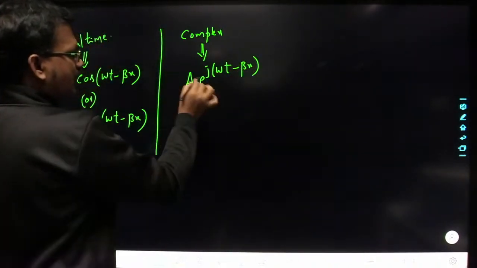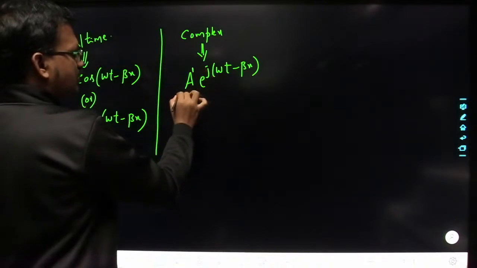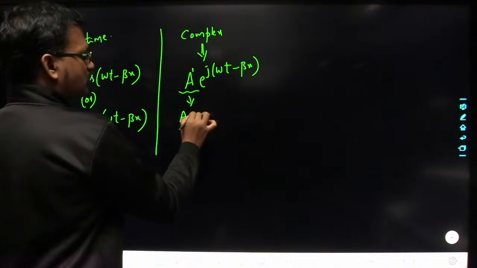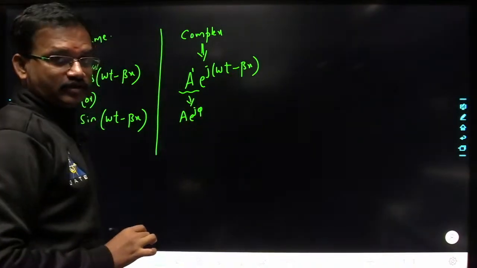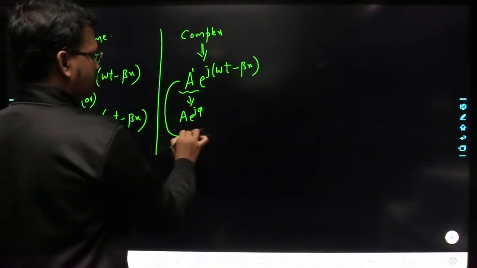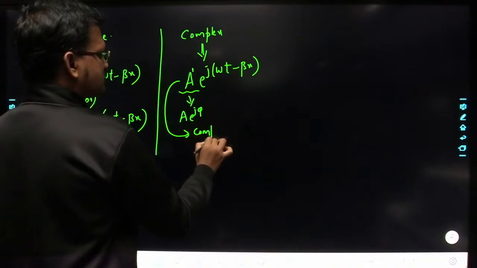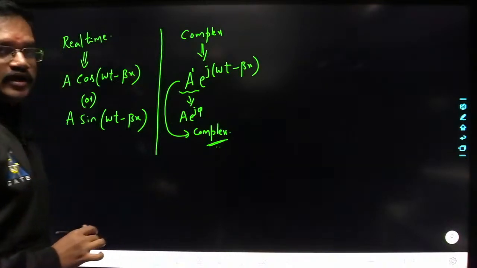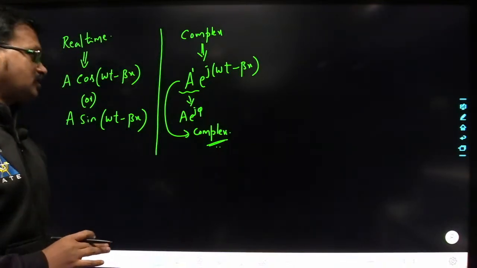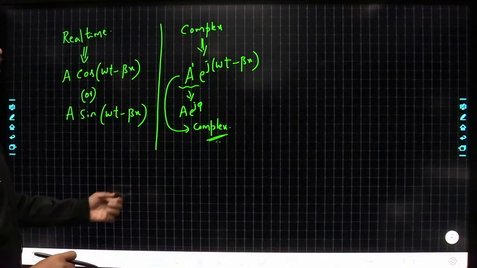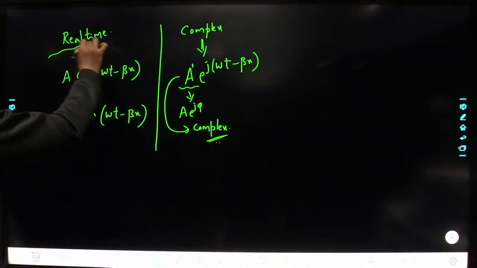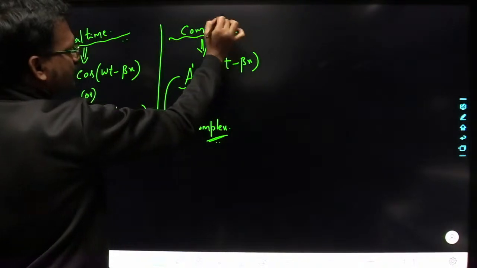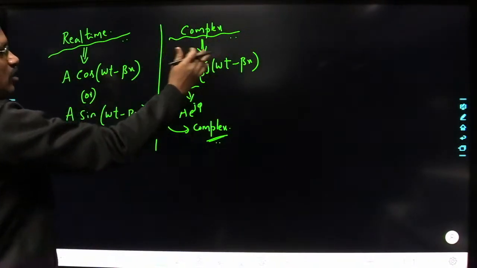Here I have represented A with A dash, where A dash is nothing but A into e power j phi. Understood? So, this amplitude, in general, is complex in nature. So, these things we have seen, how to represent the time harmonic fields in real time, and how to represent it in complex form.